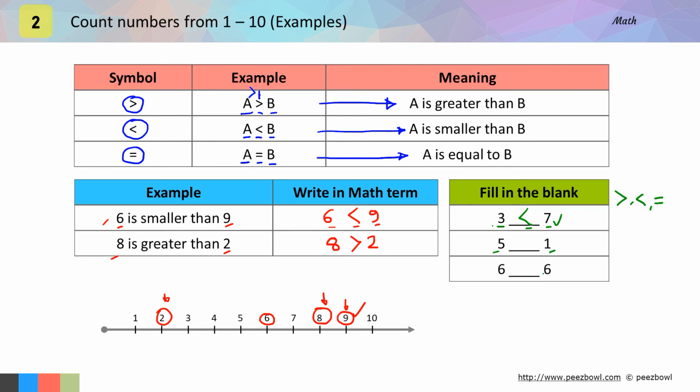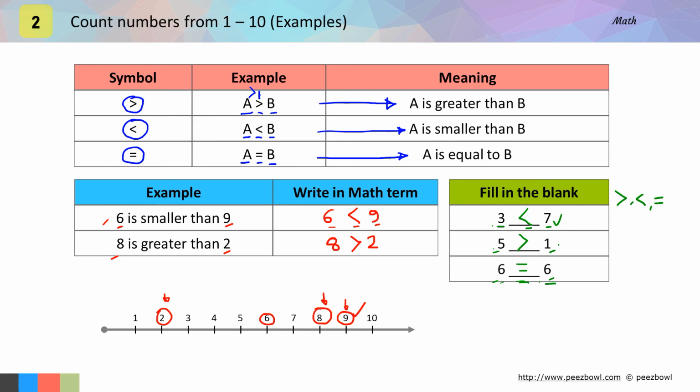Okay, next we have 5 and 1. In this example, 5 is bigger than 1. So open angle will face towards 5. We will read this as 5 is greater than 1. In the last example, we have 6 and 6. In this example, both numbers are equal. So we will have equal sign here. We read this as 6 is equal to 6.